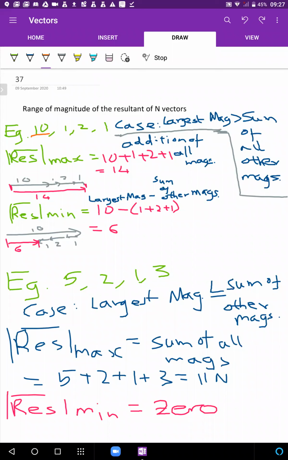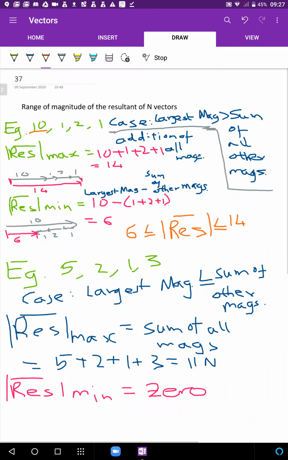or you can say its minimum magnitude is 6, maximum is 14, or you can even say this if you want to represent it mathematically. You'll say इसमें resultant का magnitude is between 14 and 6. यहाँ पे you'll say resultant का magnitude is between 0 and 11.